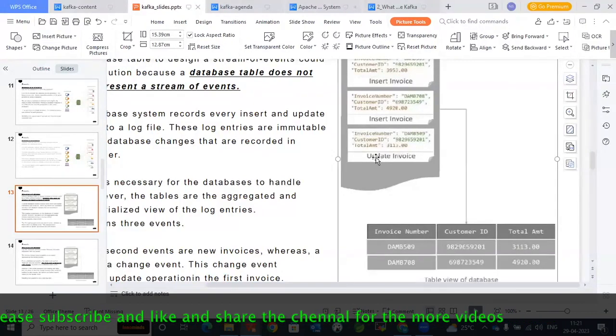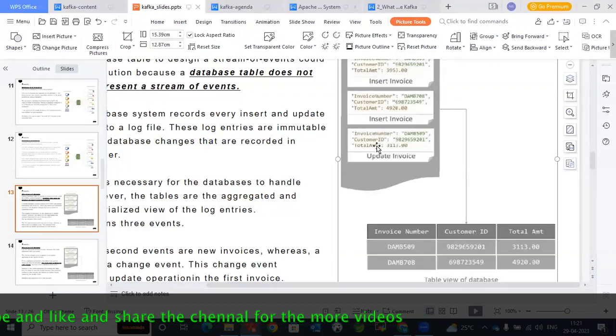Later, what happened? The customer returned one item, and the customer wants to get the money back by returning that item. Then the POS operator, or maybe the DMart store person who is taking the returned items, took the invoice and updated it by removing one item. That is also one event, right? Updating is also one event. Creating the invoice is one event. Clear? Updating is also one event.